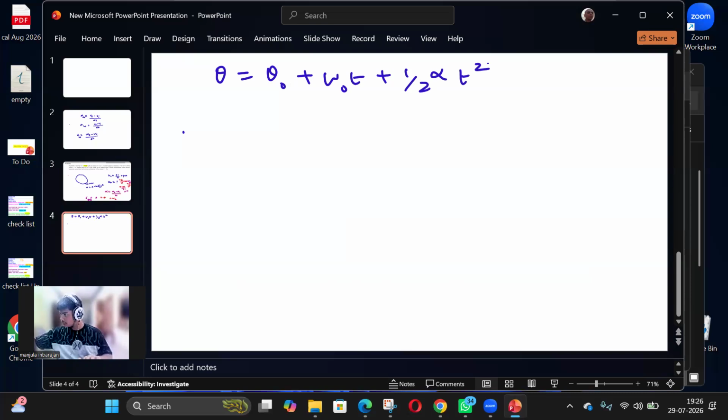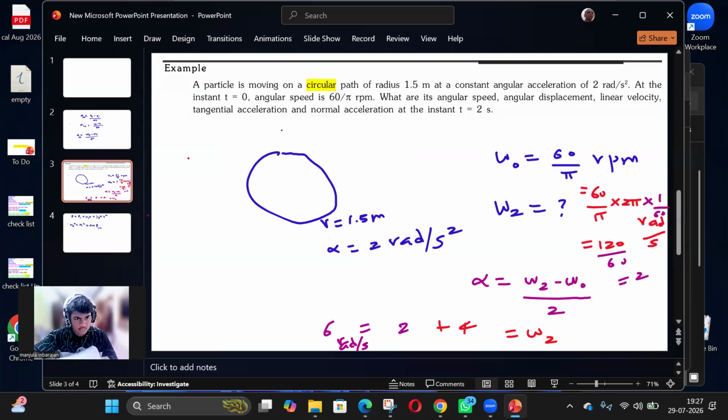Another thing is we can also use v square equal to u square plus 2as, that is omega 2 square equal to omega 1 square plus 2 alpha theta, between the interval 0 to 2. We can use this because velocity is known. Omega 2 square is 6 square. These equations are valid for constant angular acceleration, that is uniform. Otherwise it's not valid.